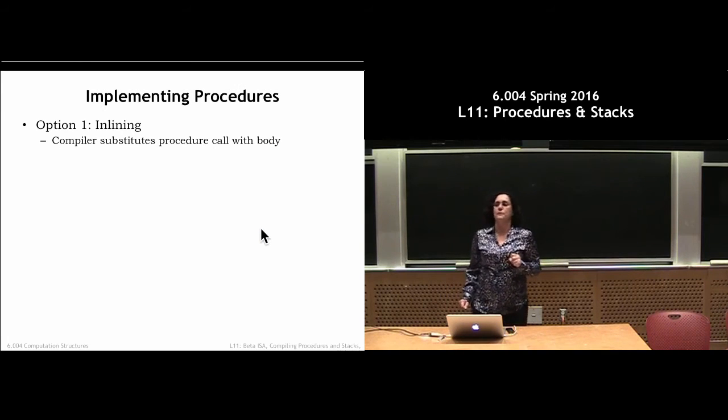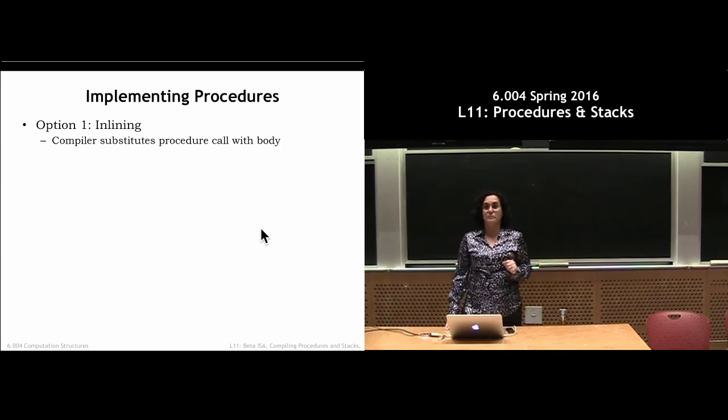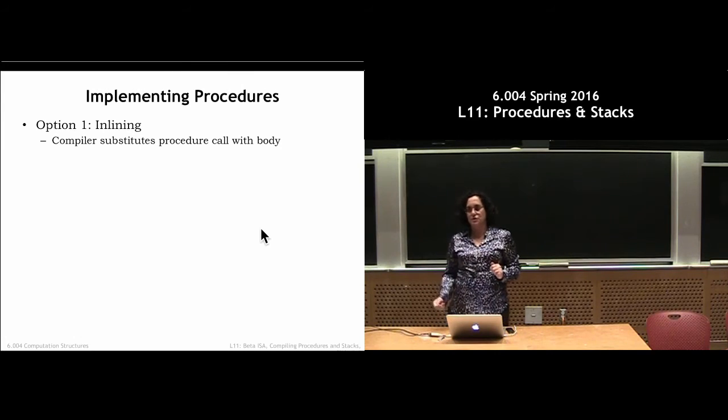All right, so let's start thinking about how we can go about implementing these procedures on our beta and in general on any kind of processor. One option that we can consider is that anytime there's a call to a procedure, we would basically replace that procedure call with the code that corresponds to that procedure. This is known as inlining.